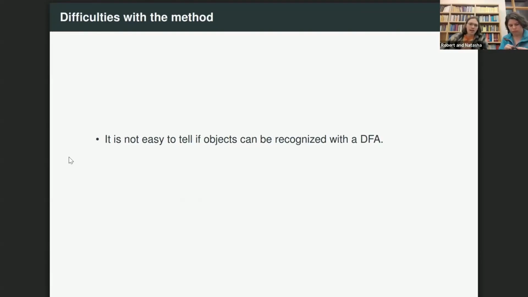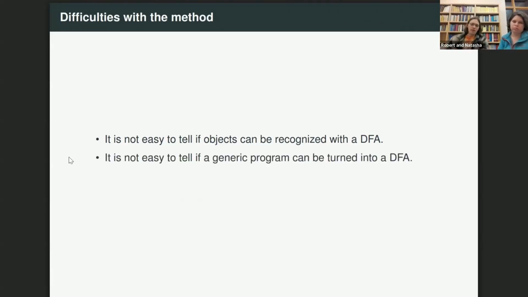After all, we're talking about some matrix and we want to know connectivity information. Isn't connectivity somehow like a global condition? How could you possibly do this with a finite amount of information? Even if you think that you could write some program to do it, it's not obvious if a generic program can be turned into a DFA. This is, I think, actually impossible to do in general. There's no way to do this for any potential program.